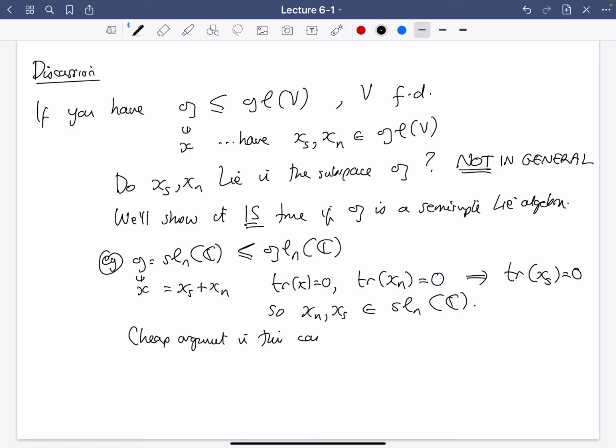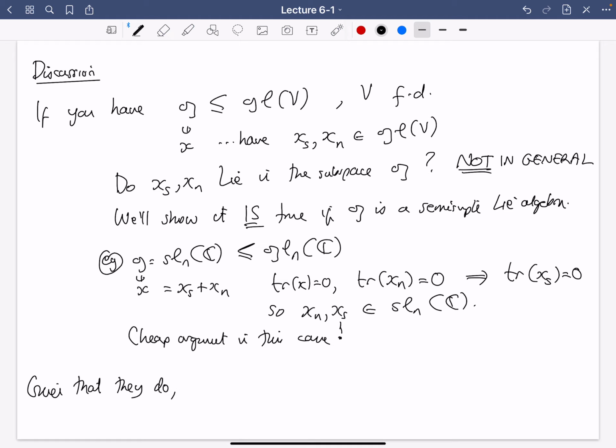So this silly argument works in this case. But it's kind of cheating, isn't it? What if G was like SON or SP2N or something like that? Do the semi-simple and nilpotent parts of a matrix X in that classical Lie algebra necessarily lie in SON or SP2N? So we're going to show it, but it's so totally not obvious at this point.